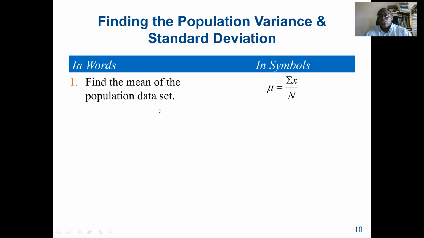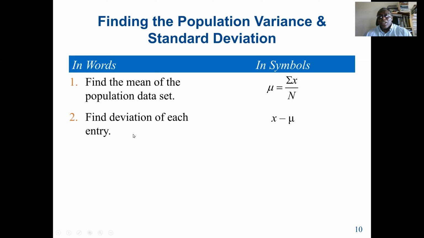Now first, to find the population variance and standard deviation, this is step by step in words. First, you find the mean of the population data set. Same as a sample, you find the mean of the sample data set, which is the sum of all the values divided by the number of values.